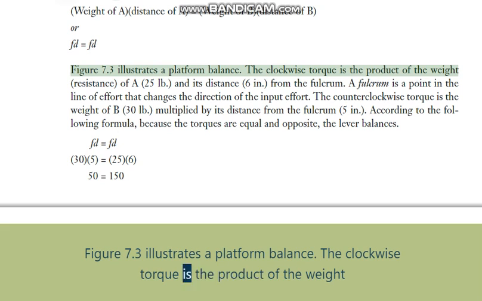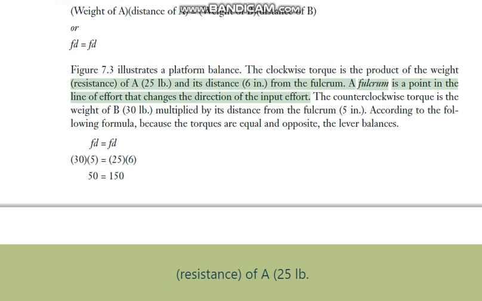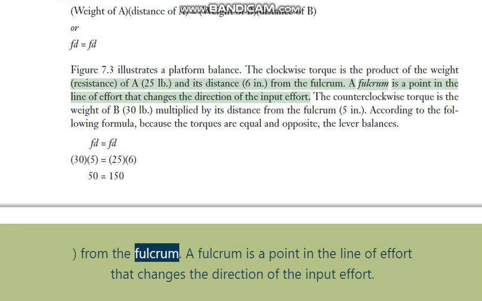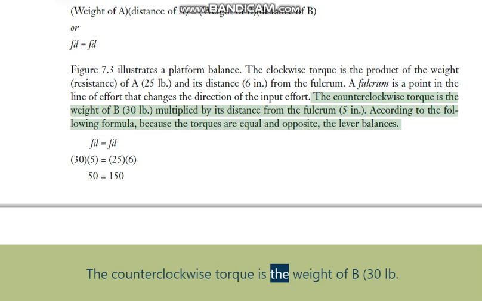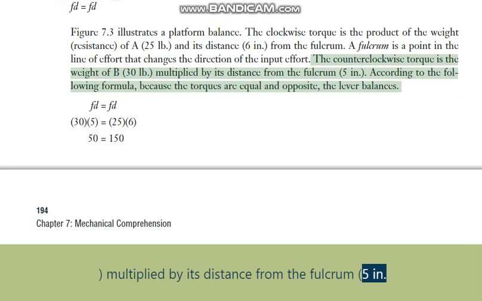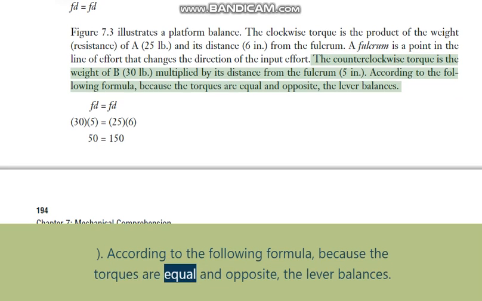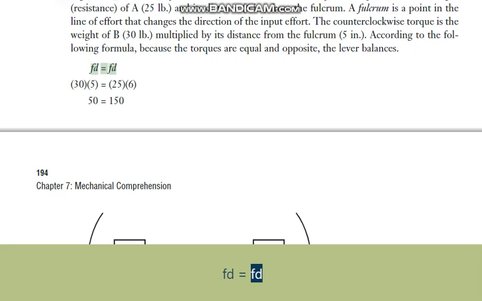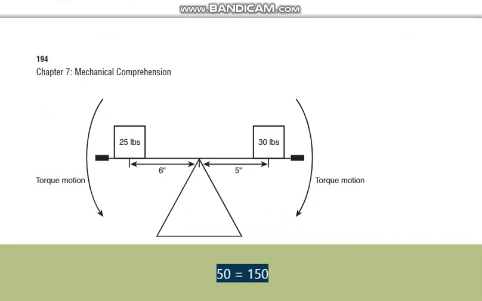The clockwise torque is the product of the weight, resistance of A, 25 pounds, and its distance, 6 inches, from the fulcrum. A fulcrum is a point in the line of effort that changes the direction of the input effort. The counterclockwise torque is the weight of B, 30 pounds, multiplied by its distance from the fulcrum, 5 inches. According to the following formula, because the torques are equal and opposite, the lever balances. FD equals FD. 30 times 5 equals 25 times 6. 150 is equal to 150.